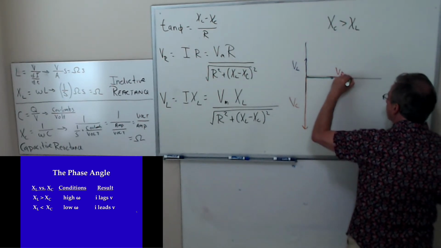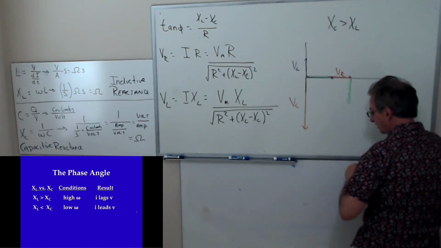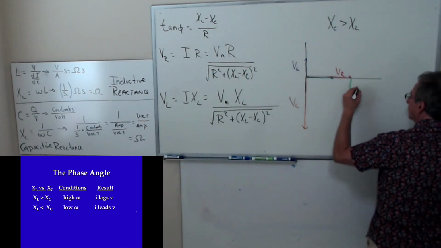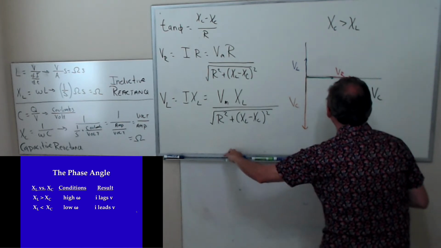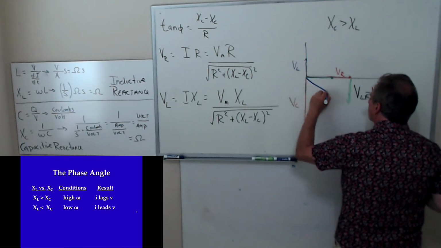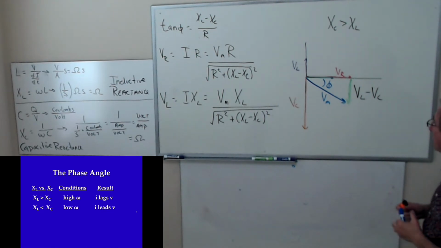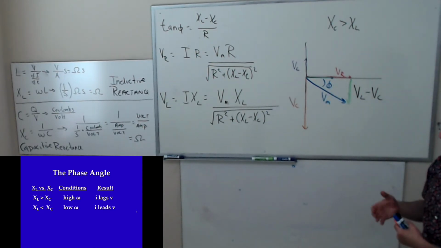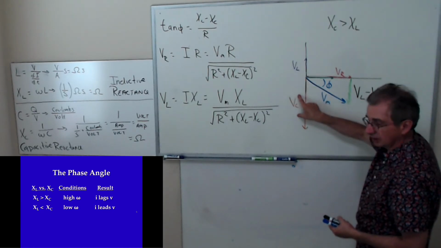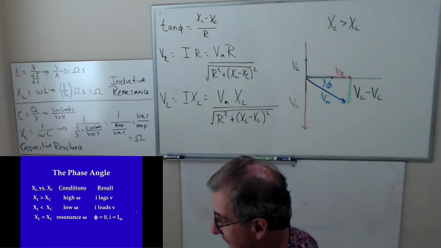And then I'm going to use my terrible color. I'll make it really thick so you can kind of see it. Well, actually, this is V sub C minus V sub L, but whatever. And then this is phi, and then this is V sub M, or the supply voltage. And so now the current, which is this green one, is leading the voltage. So the capacitor is dominating. It just means that the V across the capacitor is bigger than the V across the inductor. That's all it really means. Okay, so those are the three conditions on the phase angle.